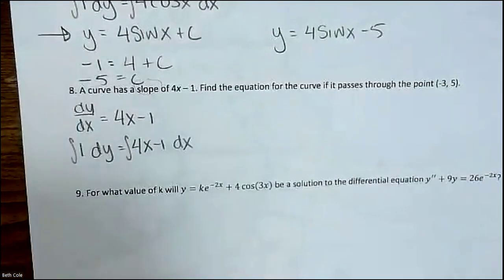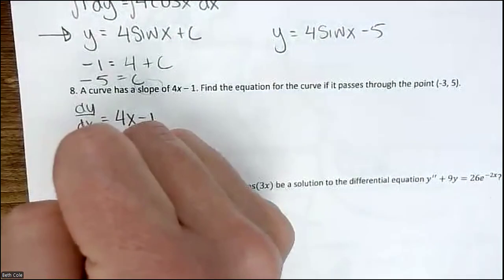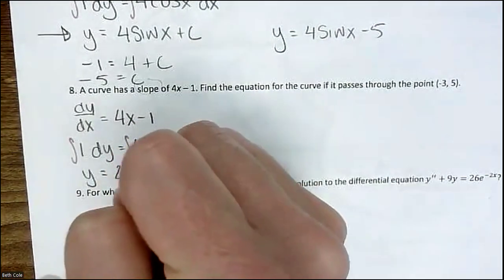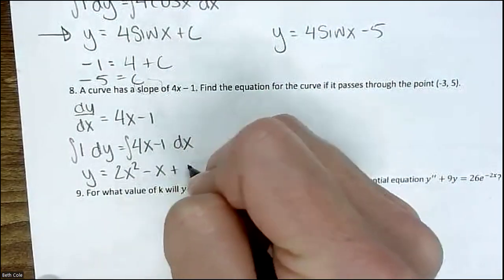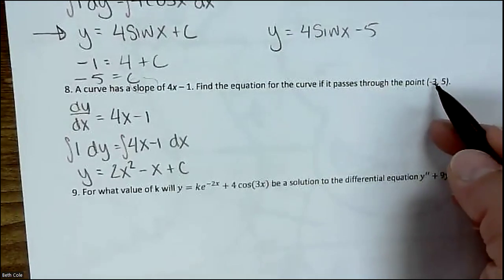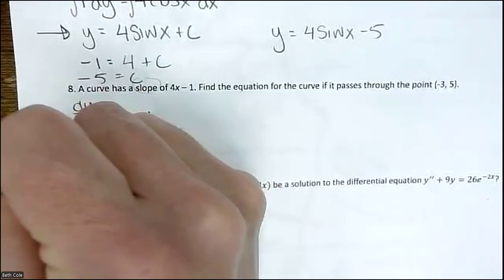This is very drill and practice. Just do the same thing over and over and over again. So that's going to give you y equals 2x squared minus x, good, plus c. We're going to plug in -3 for x and 5 for y. So this will be the step we come back to. I kind of just ran out of space.